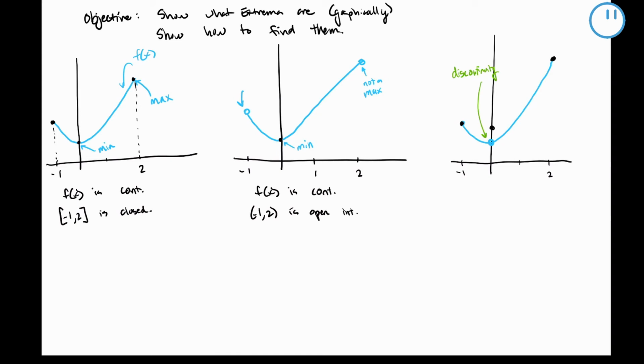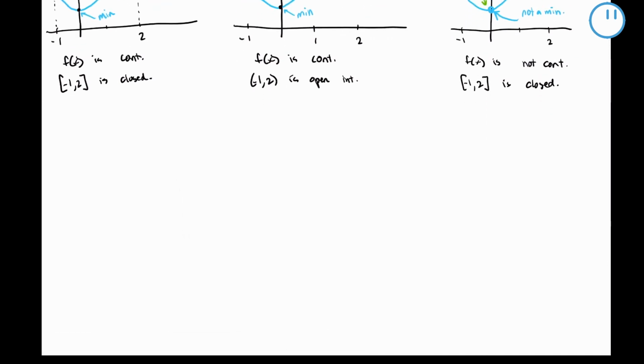In this particular case, we would say that f of x is not continuous. And we're working in the closed interval from -1 to 2. And so in this particular case, we would say that this is a maximum. But this point right here, because the function is not defined, we would say that this is not a minimum. So you might be starting to get the idea of what a minimum and a maximum is. But just to show you what that looks like, I'm going to draw one more example here.